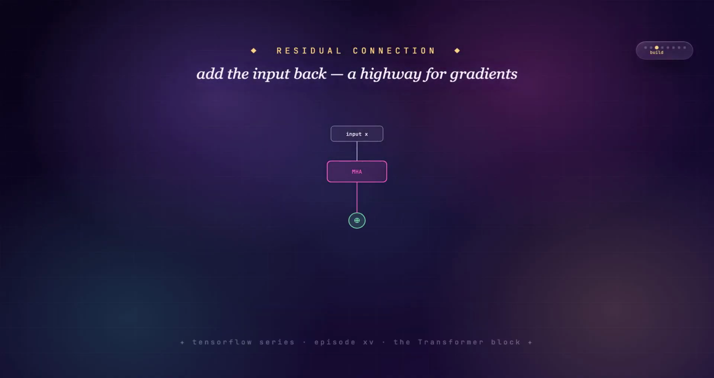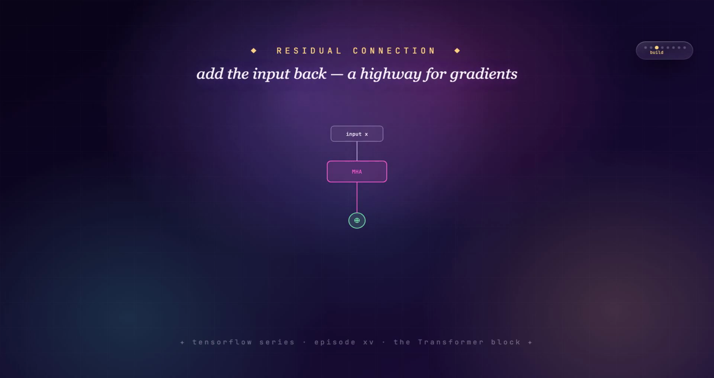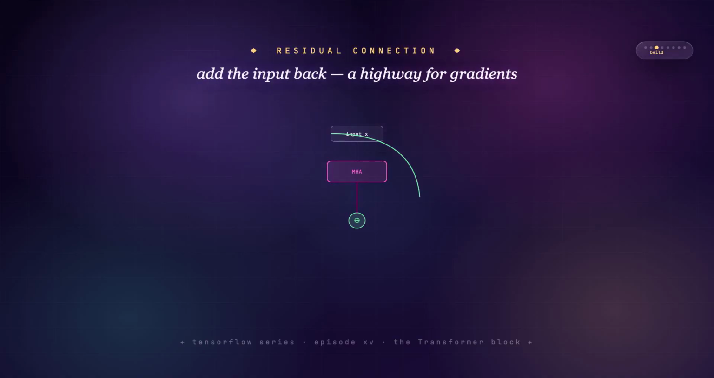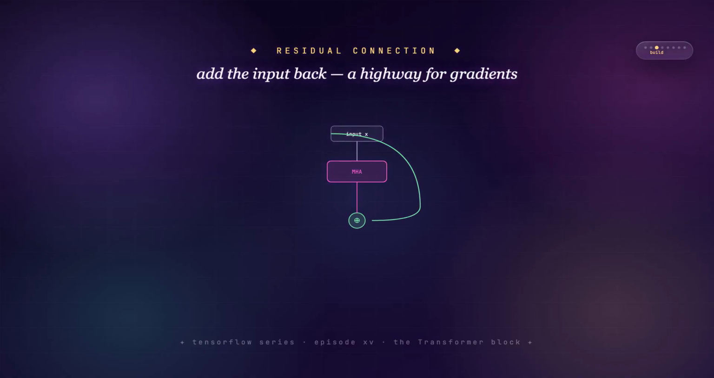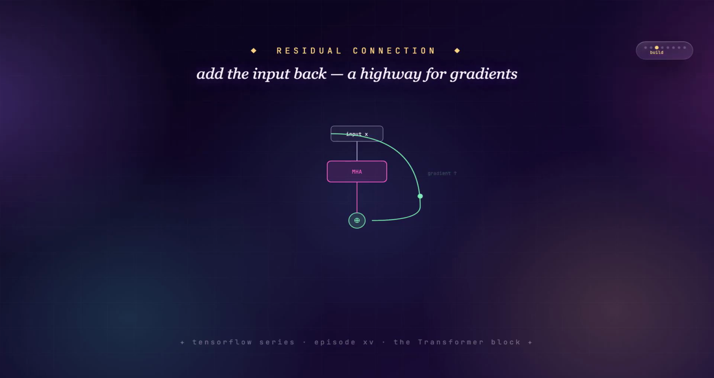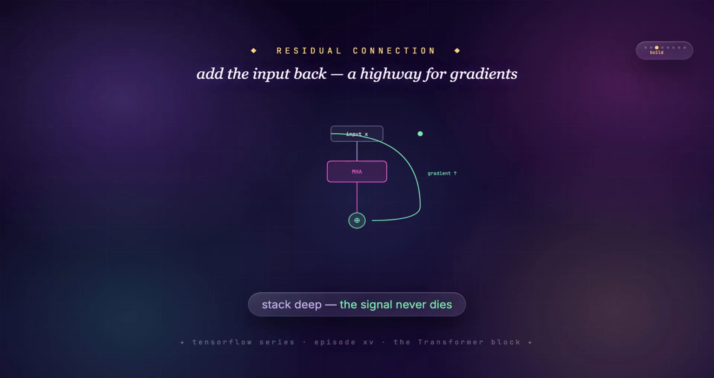Next, residuals. Watch what we do. We take the attention output and we add the original input back to it. Why? Because deep networks forget. Stack enough layers and the gradient fades to nothing on the way back. A residual gives the gradient a highway straight through. Every layer can fall back on just passing it through unchanged if that's what helps. It's the trick that lets us go deep.